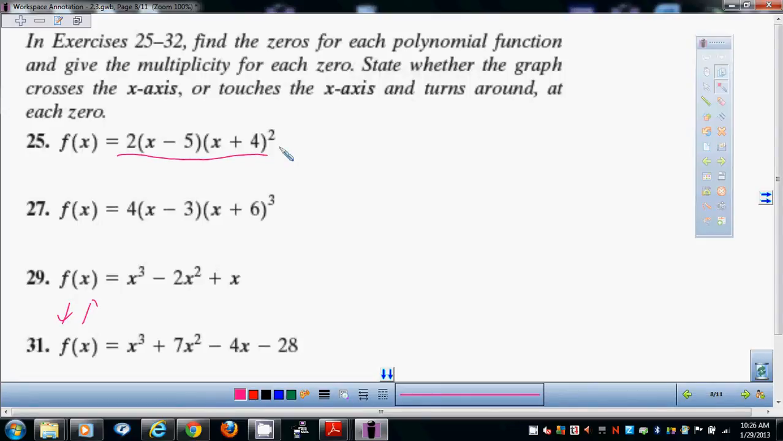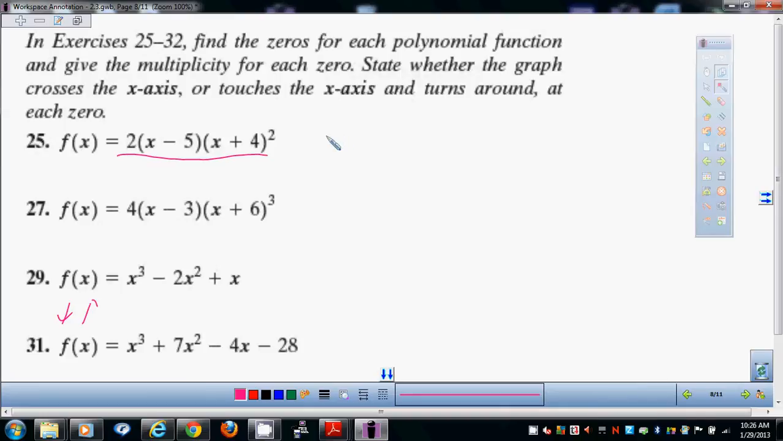do that. What's going to make this part equal to 0? Bless you. 5. What's going to make this equal to 0? Now, that negative 4 occurs twice because it's squared. Isn't that the same as x minus 5, x plus 4, x plus 4? So the 3 zeros are negative 4 twice and 5.